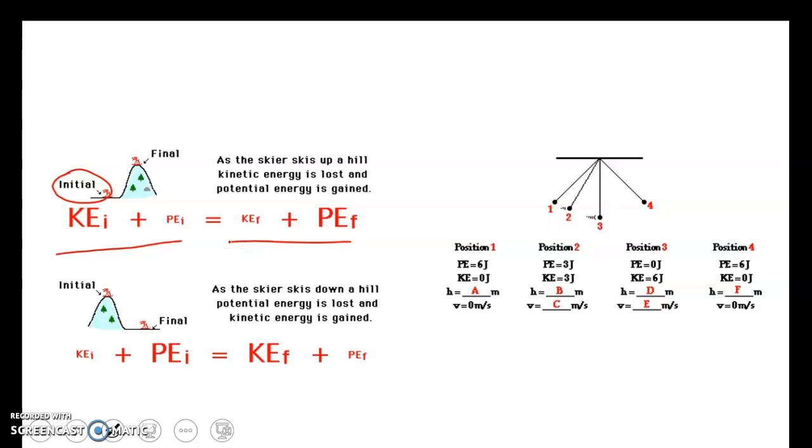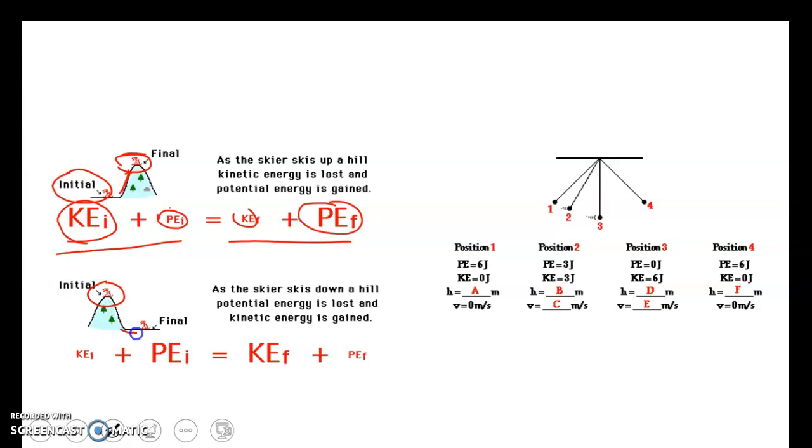For example, we have a skier skiing up a hill. As the skier goes up the hill, the skier will slow down, obviously, and in doing so loses kinetic energy. But since the skier is going up, that lost kinetic energy turns into potential because height increases. So high kinetic, low potential will equal low kinetic, high potential, and total mechanical energy is conserved.